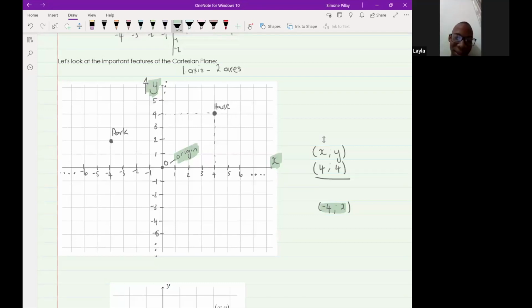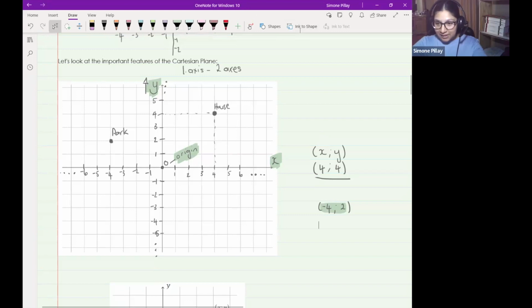Pleasure. Does anybody else have any questions on this? Are we all happy with finding coordinates, by the way? All we do is always find our x value first and our y value second. How do I find my x value? I go to my point, draw this little dotted line, and see what number I end up at. That is how Leila got -4 over here.